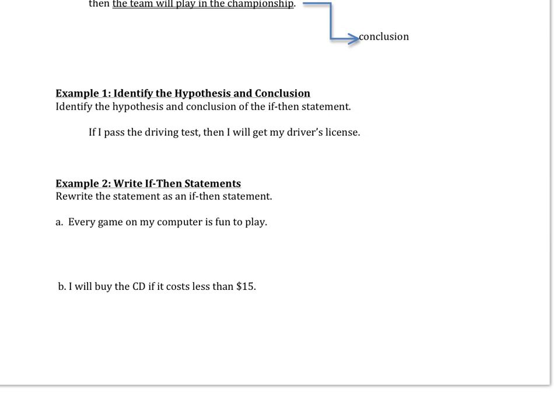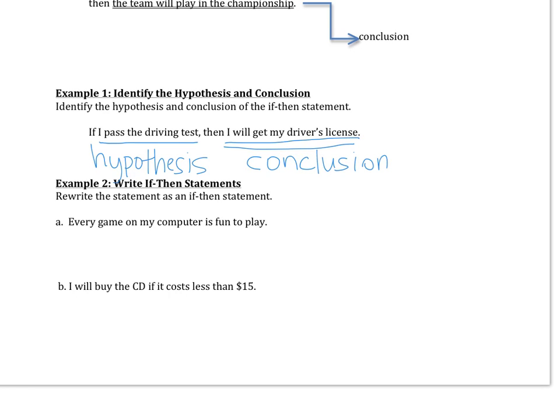So we're going to identify the hypothesis and the conclusion of an if-then statement. I'm going to single underline the hypothesis and double underline the conclusion. So the hypotheses are the words after the word if. So it would be I pass the driving test is the hypothesis, and I will get my driver's license is the conclusion. So that's relatively easy because the words if and then are already there.